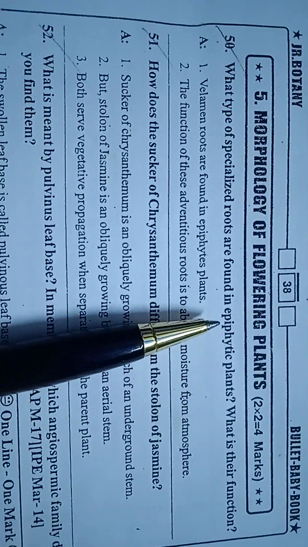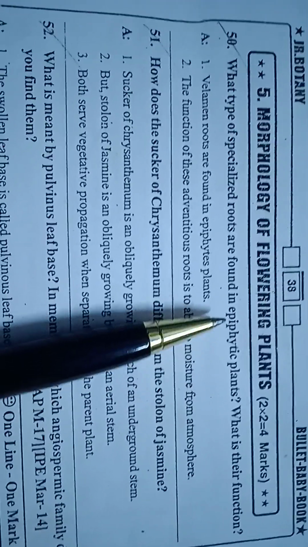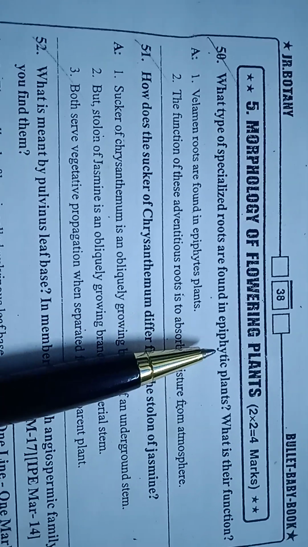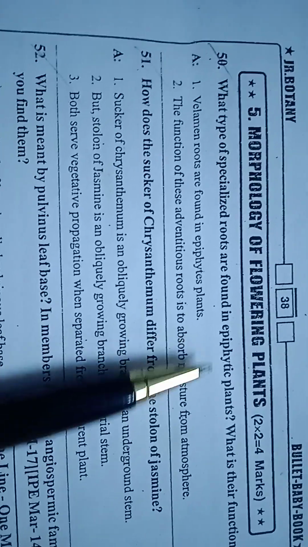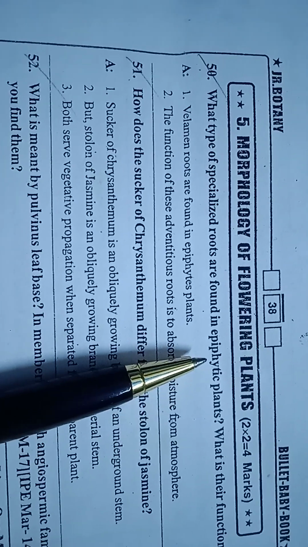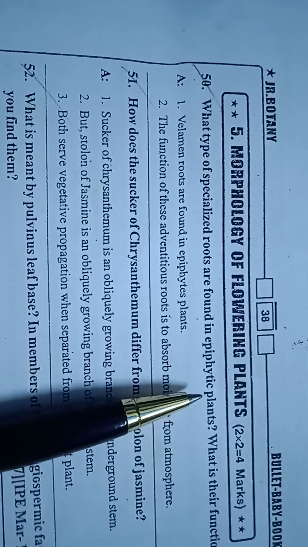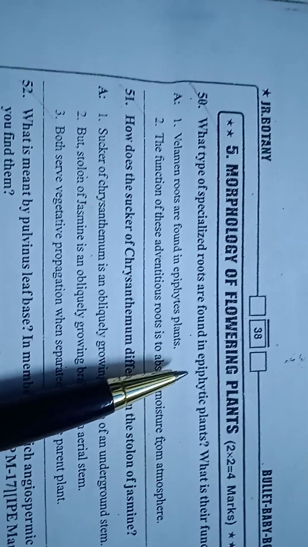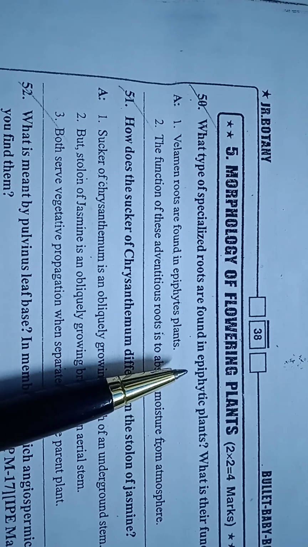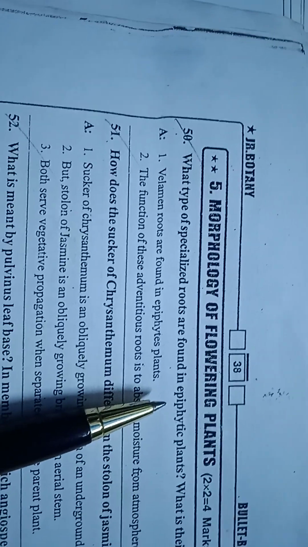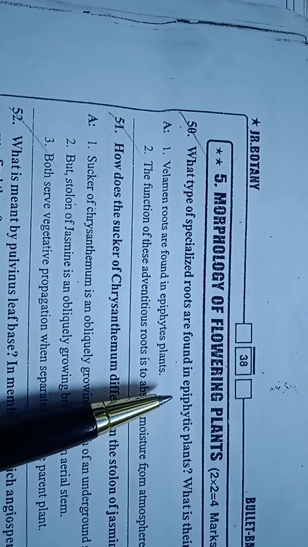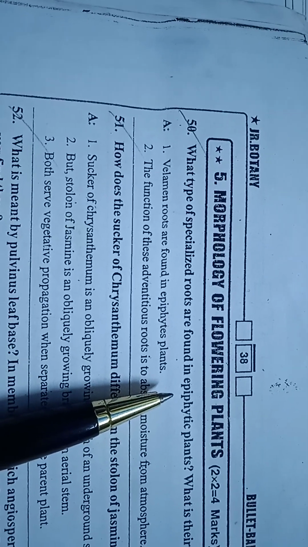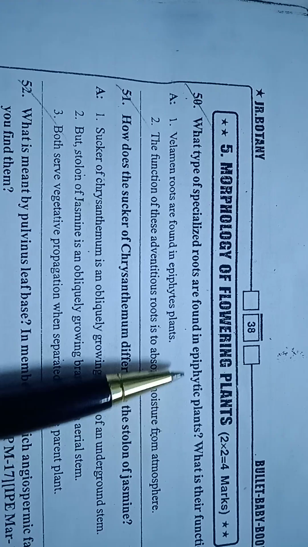Here epi means upon, whereas phytic means plants. Epiphytic plants grow on the surface of another plant. A plant growing on other plants, such as on the branches or trunk of a tree, is known as an epiphytic plant. These plants don't grow on the soil by themselves.